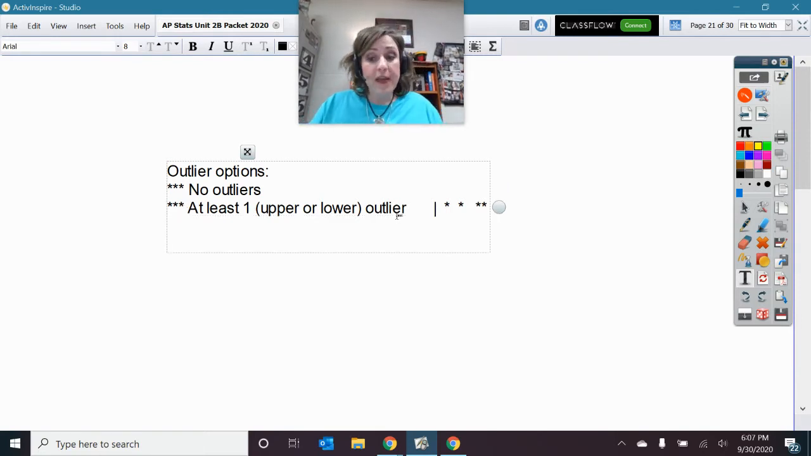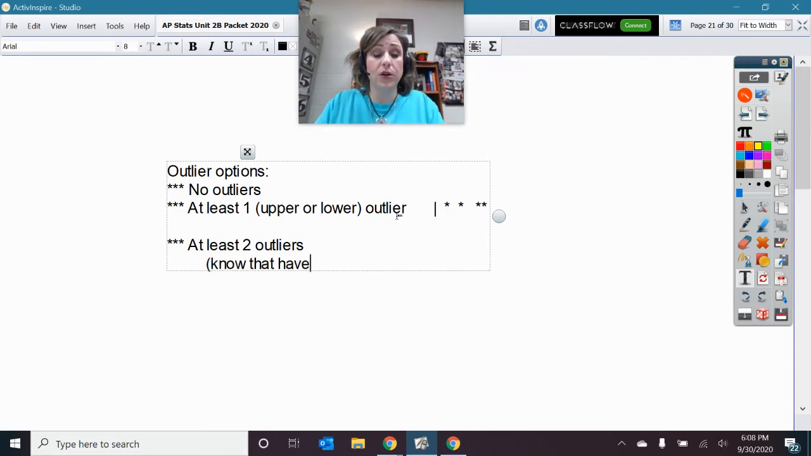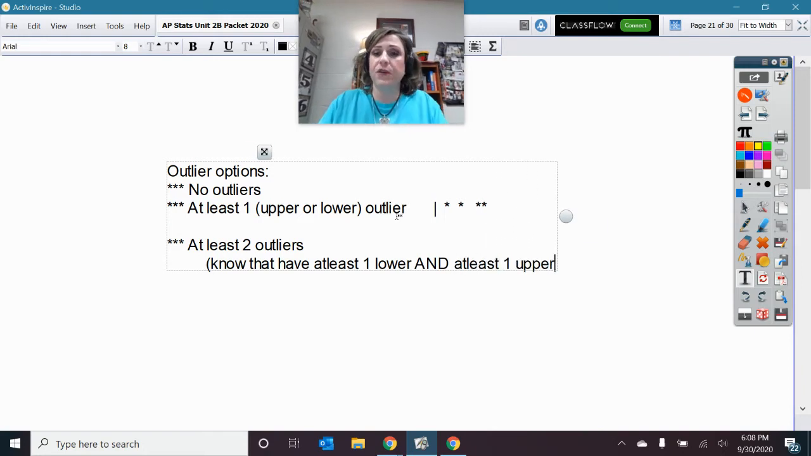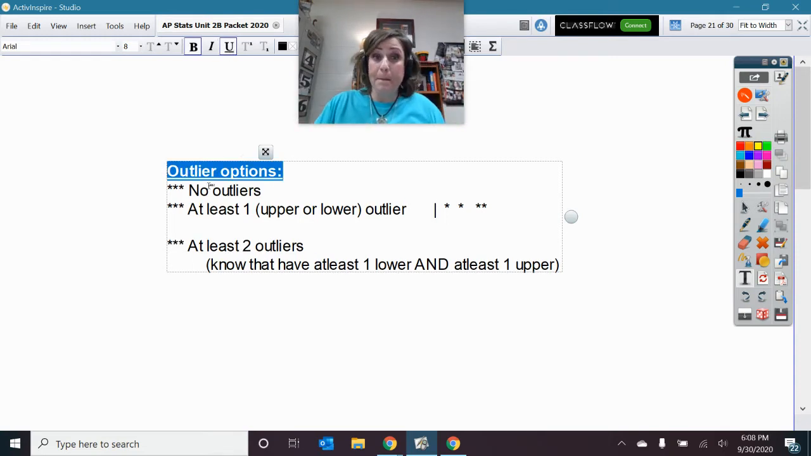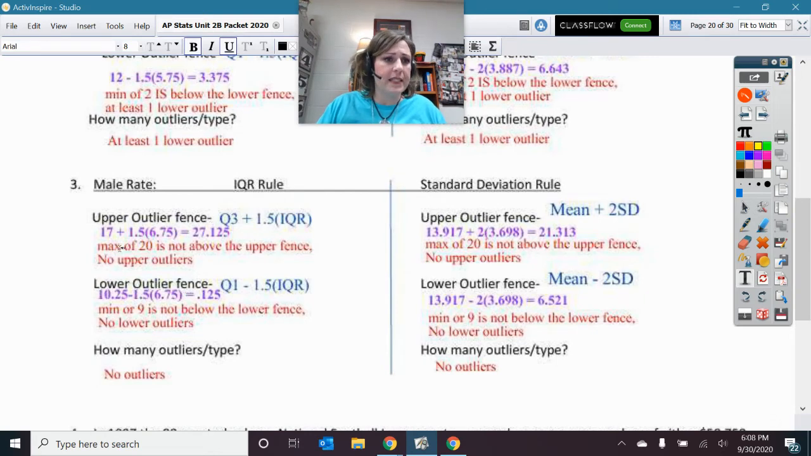Now, there is another case: you could say that you have at least 2 outliers. This happens if you know that you have at least one lower and at least one upper. Then I have at least 2. I could have more, but I know for sure I've got at least 2. These are the phrases that we'll see, and they come from seeing that max and min. Back to this, I'll let you look at the male data. There was our fence. We ended up having no upper outliers and no lower outliers in either case. So you can check your data to see where those fences were and see if you did those correctly.